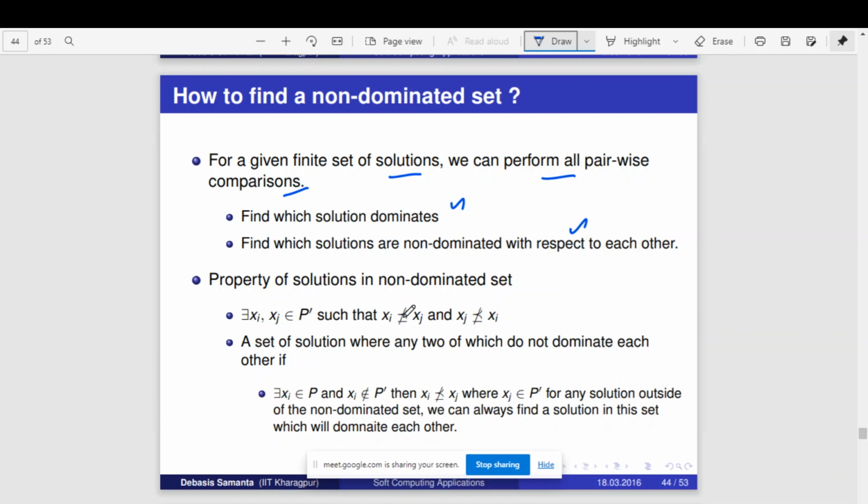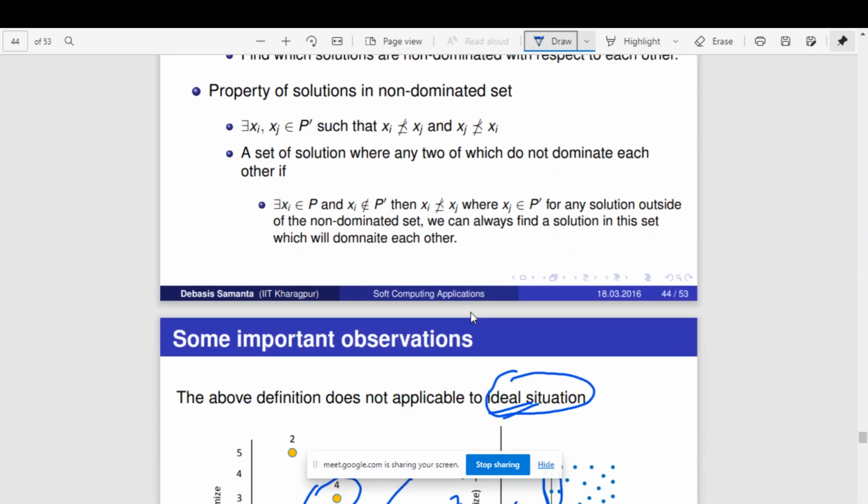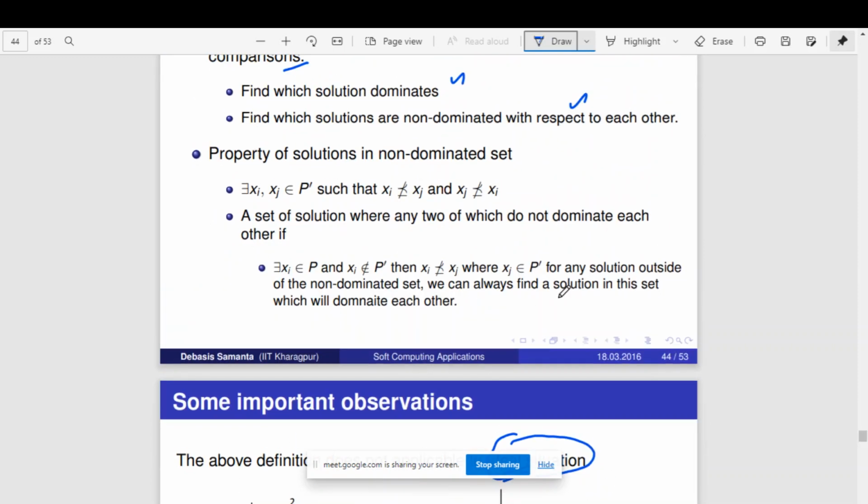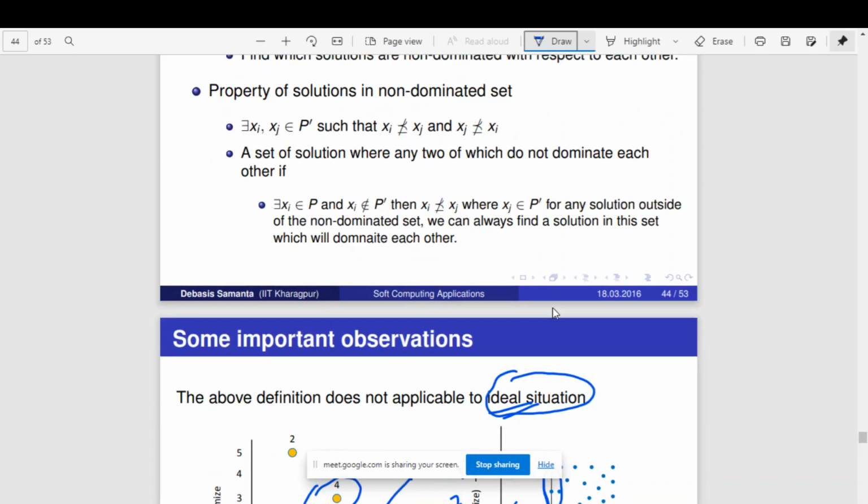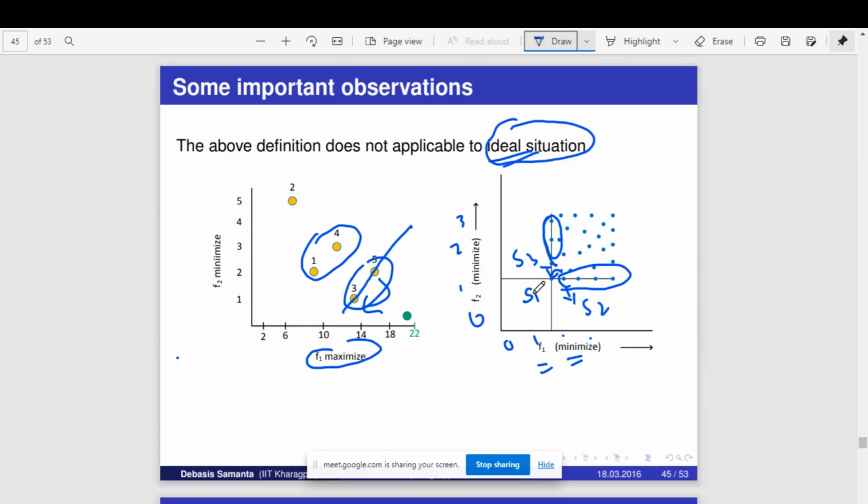There are many functions, more than one. For all functions, you cannot say that xi is less than or equal to xj; at least for some function, it will be otherwise. Similarly, for all functions, you cannot say that xj is less than or equal to xi. In that case, they are not dominating each other. But this is applicable only for a non-ideal situation, not for an ideal situation.